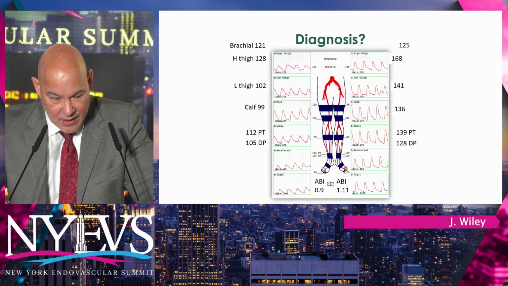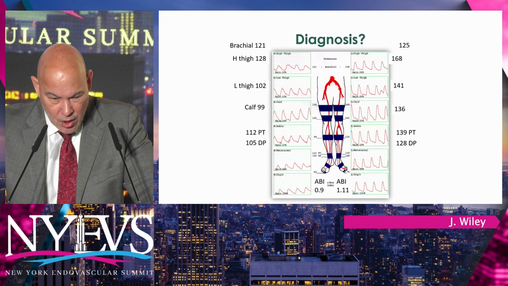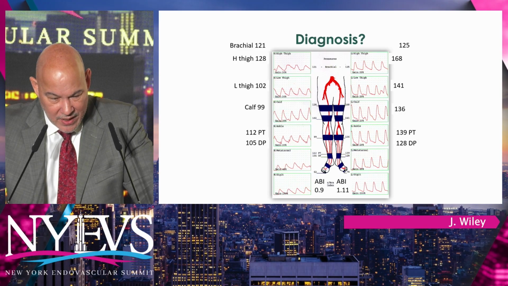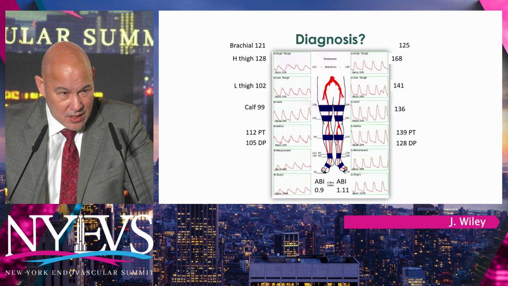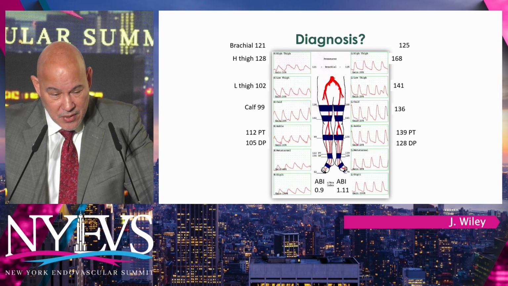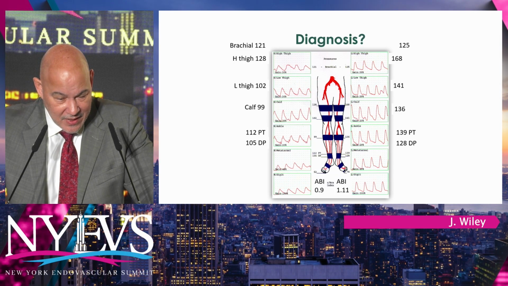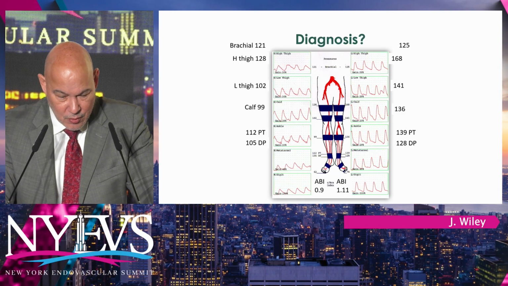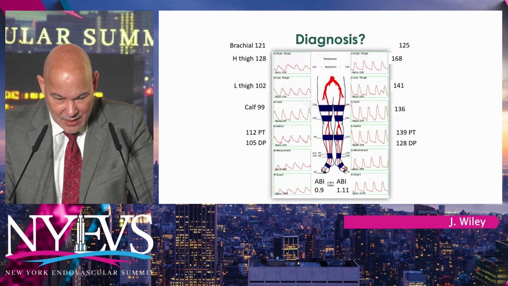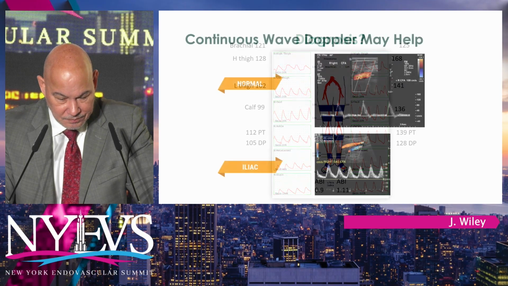This is the ABI with segmental pressures. Notice that the right thigh pressure is not elevated to at least 30 millimeters of mercury above brachial pressures, as we had defined in the past. So this suggests abnormality, and you really don't see a significant gradient between other adjacent levels.